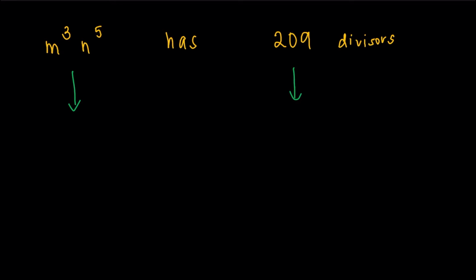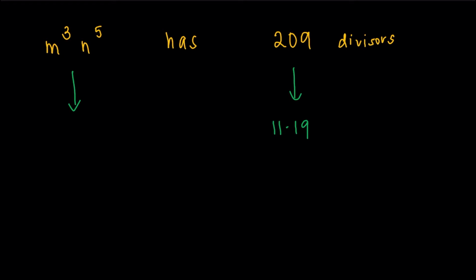Right, moving on. I know that to get 209 from m cubed n to the fifth, I'm going to write it in prime factorization, take the exponents, add 1 to each of them, and multiply it out. I should get 209. So let's take a look at the prime factorization of 209. You can use the divisibility rule of 11 to get that it is divisible by 11. Anyways, factoring is going to give us 11 times 19.